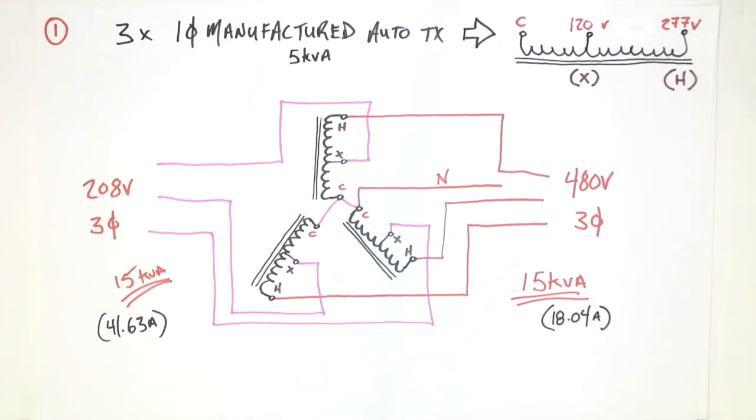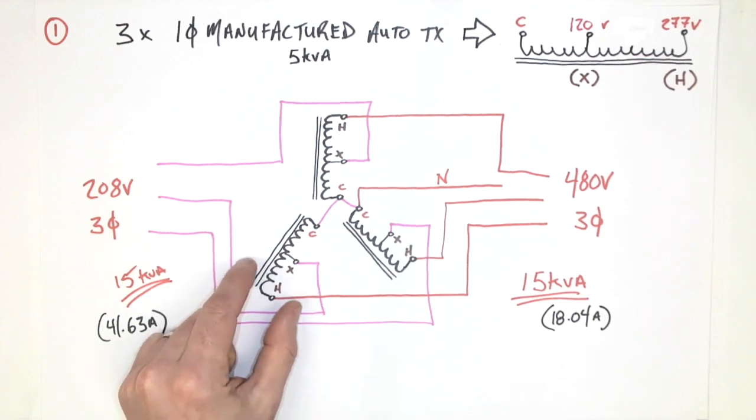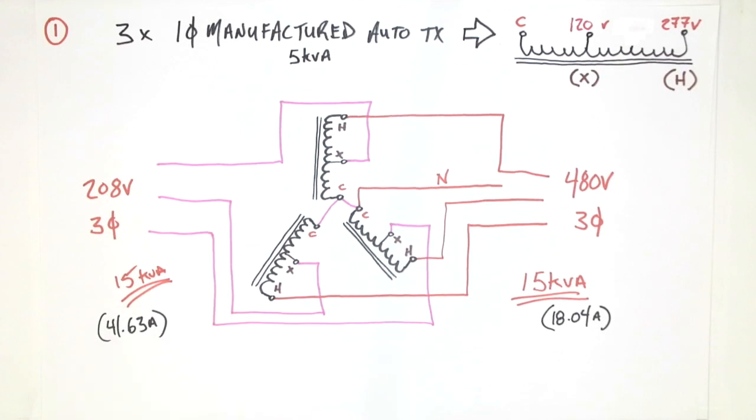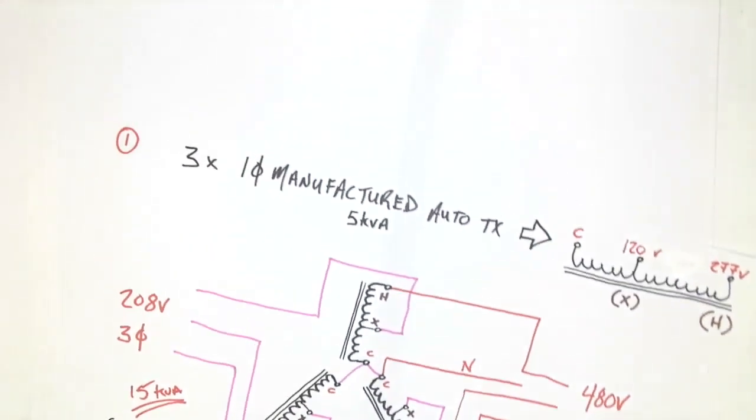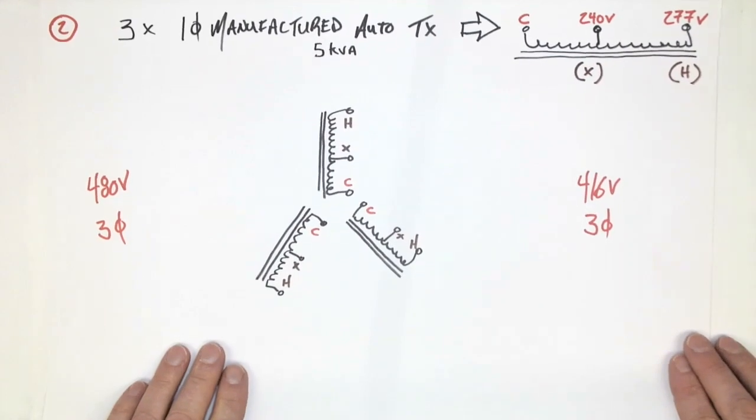And really, the calculation is no different from the standard isolation three-phase. The main difference would be the particular size of the actual transformer itself. A 5 kVA auto transformer is substantially smaller than a 5 kVA isolation transformer. Let's look at another example.